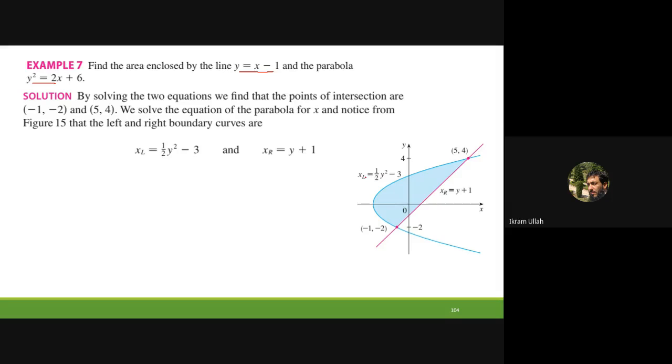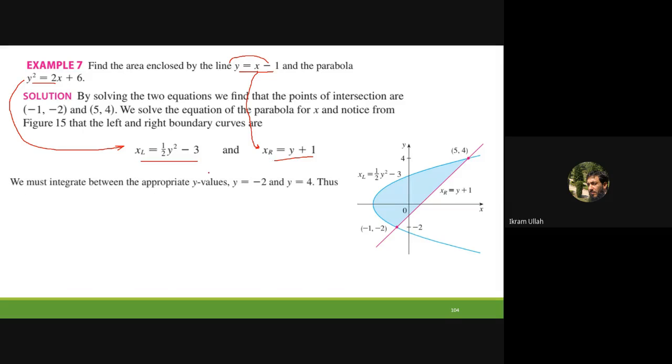So x_L: from this curve we can write x in terms of y. So x equals one half y squared minus 3. And from the line, x equals y plus 1, if we shift by 1. So x_R equals y plus 1. This is the left curve, and this is the right curve.